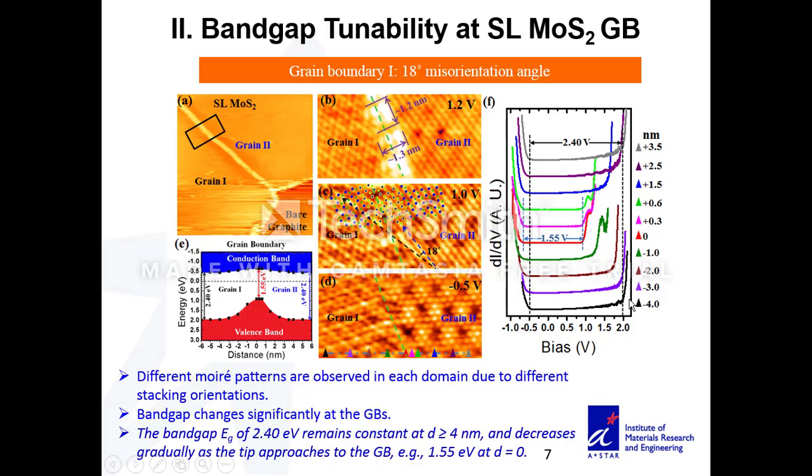So see the black curve and the green curve far away from the green boundary. The bandgap is 2.5 electron volts, which corresponds to the normal MoS2. But at the center of the green boundary, the bandgap decreased to 1.55 electron volts. So a decrease of around 0.85 electron volts is attempted here.